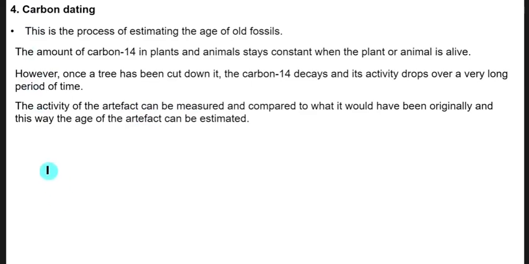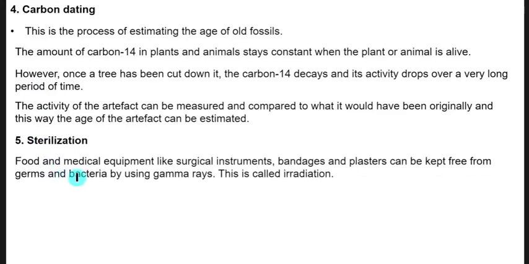So the other use of radioisotope material is in sterilization. So we are saying food and chemical equipment like surgical instruments, bandages, and plasters can be kept free from germs and bacteria by using gamma rays. This is called irradiation. Those materials which are used at the hospitals are supposed to be safe, so they keep them in a storage where radiation is always radiated on them to kill any bacteria so that they remain safe. That process is what is known as irradiation and sterilization.